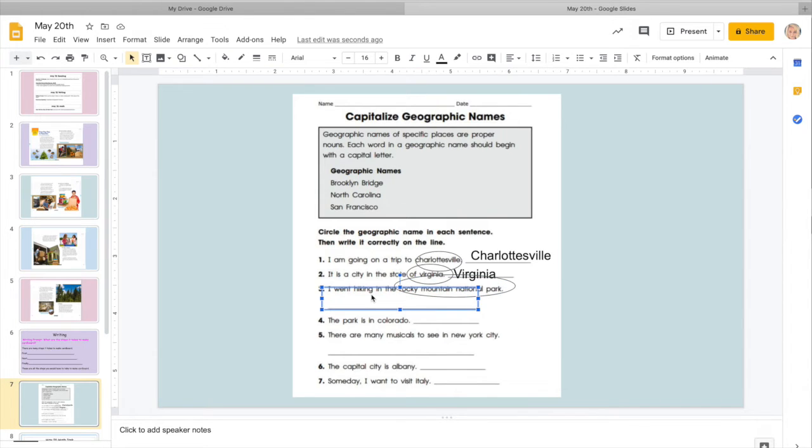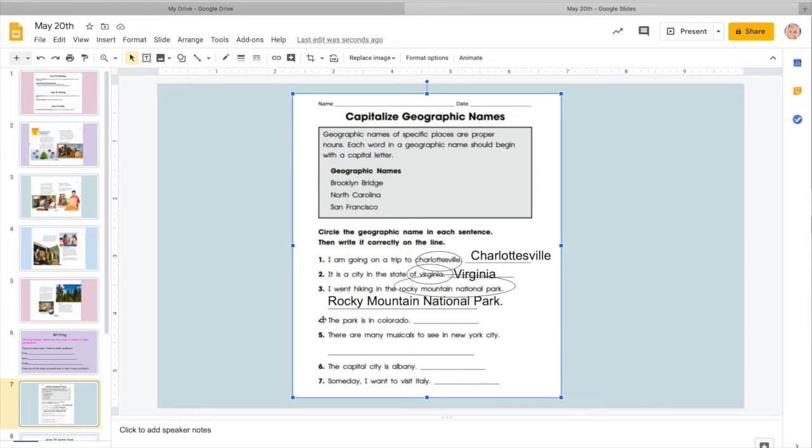So I'm going to go ahead and get started. So it should look like Rocky Mountain National Park. And let me stretch that up for you. So that's what that should look like. Each of the words in that are capitalized. I'm going to want you to try 4, 5, 6, and 7 on your own. Just remember you're circling the geographic name and then you are rewriting it with a capital letter.